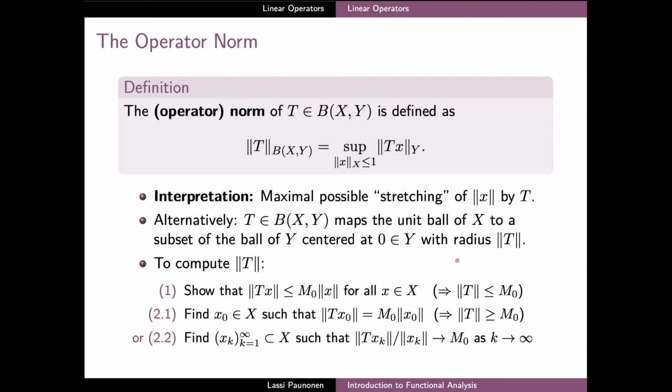The difficulty of computing the operator norm usually comes from the requirement that the constant m0 here should be the best possible constant, the smallest possible. But it's also worth noting that part 1 by itself already gives us an upper bound for the norm of the operator T, and because of this, part 1 by itself can already be quite valuable and useful.